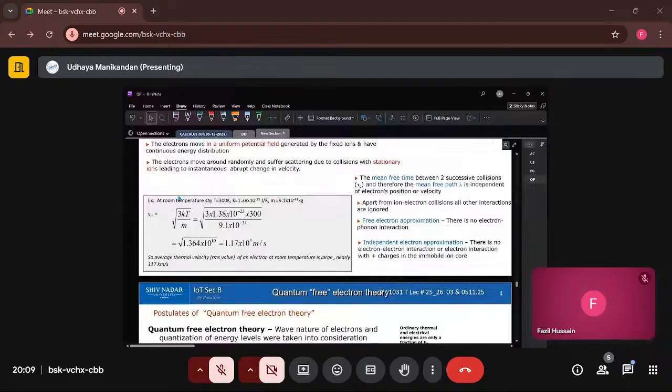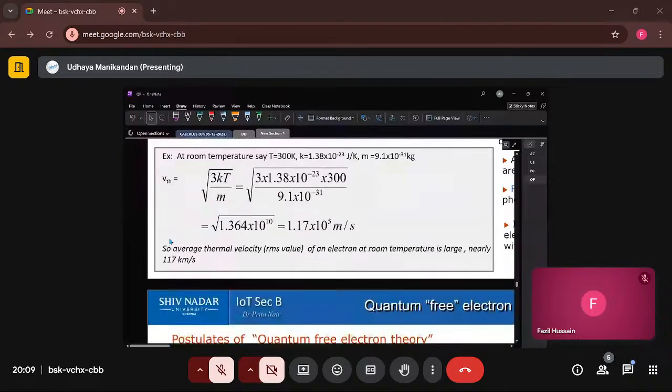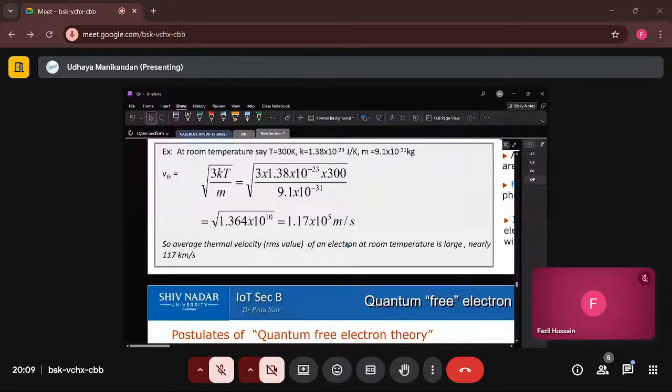Electrons colliding with the ions present in the metal, those collisions will always be there, right? So they're just calculating the average. They're just showing the average velocity of an electron.